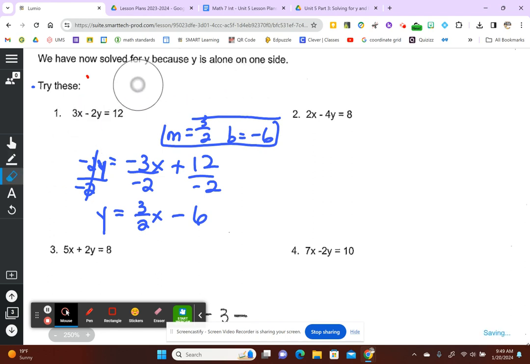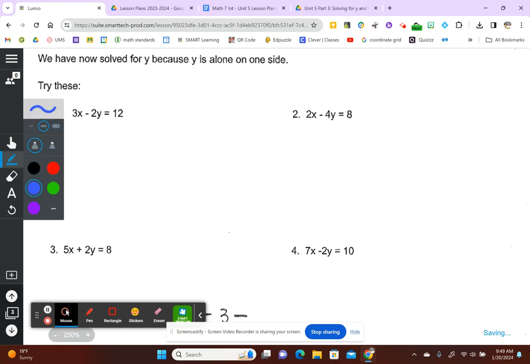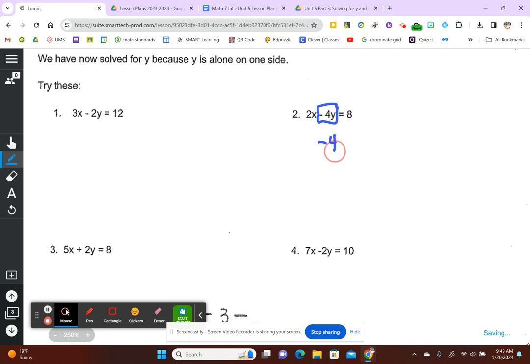Okay, let's try one more together, and then you can try the next two on your own. So here, the term I want to isolate is negative 4y. I want that by itself. So to do that, I'm going to subtract 2x, and I'm going to subtract 2x from both sides. But when I rewrite it, I'm going to write negative 2x plus 8.